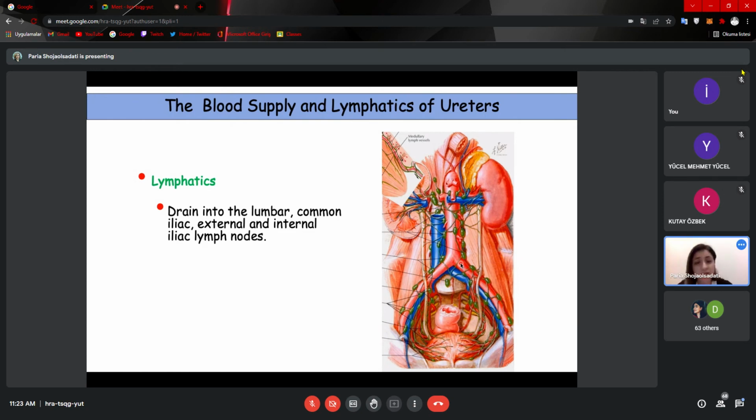lumbar lymphatic nodes. The lymphatic drainage of the organs is local, where it's nearer is drained to this side. For example, this part is nearer to the lumbar lymph nodes. For this reason, the lymph drained into this part. And partially, it has a different lymphatic drainage, different vessels, different arteries, and different veins.